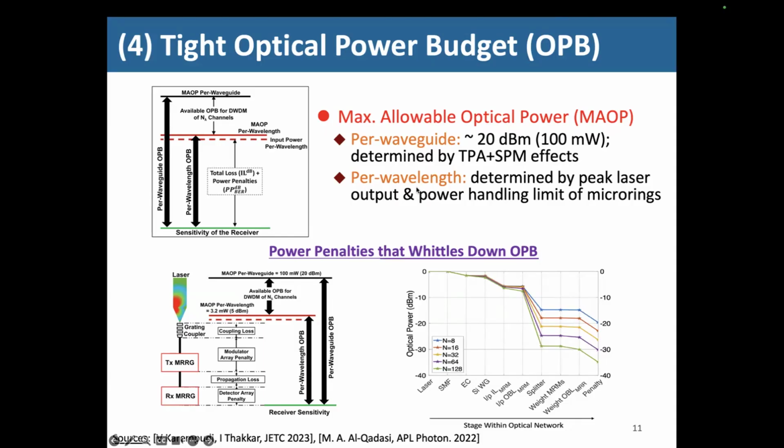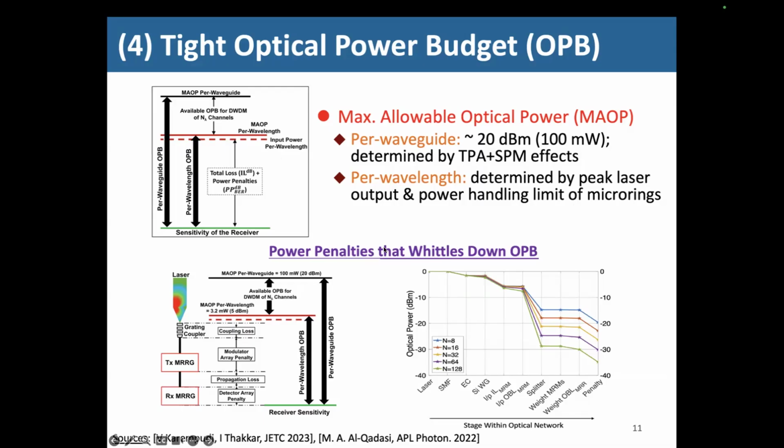And power per wavelength also has some limitations. The main limitation comes from the peak laser output that we can have if we are using a comb laser or mono-wavelength lasers. That can limit the power. The other thing is the power handling limit of the microrings. Microrings can be multistable or bistable at fairly large optical input powers, right? So that also leads to a lower ceiling per wavelength.